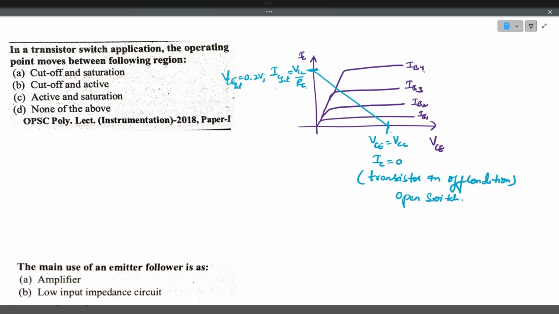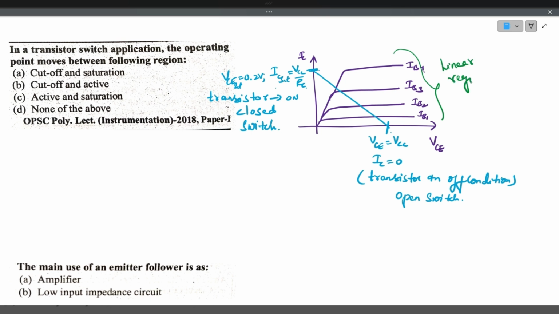This is a state where the transistor is completely on. So it acts like a closed switch. So these two are the regions used by the transistor when it is acting like a switch. This application is mainly used in digital circuits. Whereas the area in between, this entire area, is the linear region.